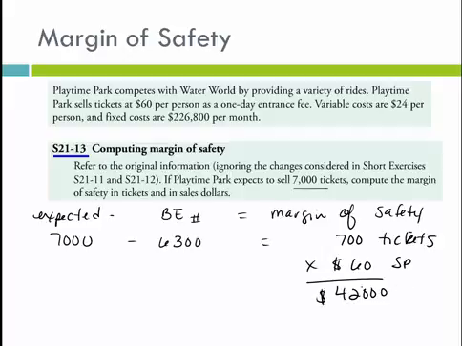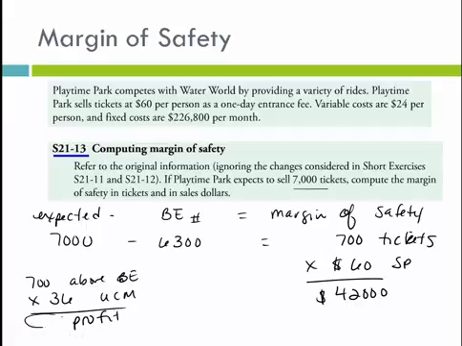If you wanted a shortcut to their profit, take the 700 tickets above break even times the unit contribution. The first 6,300 tickets are covering your fixed cost. After that, they're contributing to profit. So if you take that times the 36, which is the unit contribution margin, that gives you your profit, or your operating income. I don't have a calculator handy to figure out what that is, but that's a shortcut to get their profit. Sorry about that.